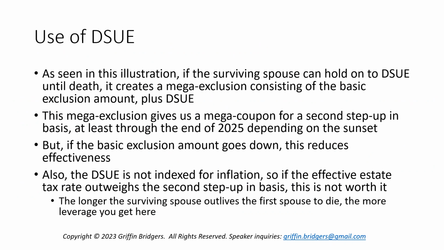So this mega exclusion is essentially going to give us a mega coupon for a second step up in basis, at least through the end of 2025 when we have the sunset of the basic exclusion amount. Now, the effectiveness of this will be reduced if that sunset does indeed occur. So that's one wild card we have in here, the other being the GST tax, as we'll look at later. And it's important to note too that the DSUE is not indexed for inflation.